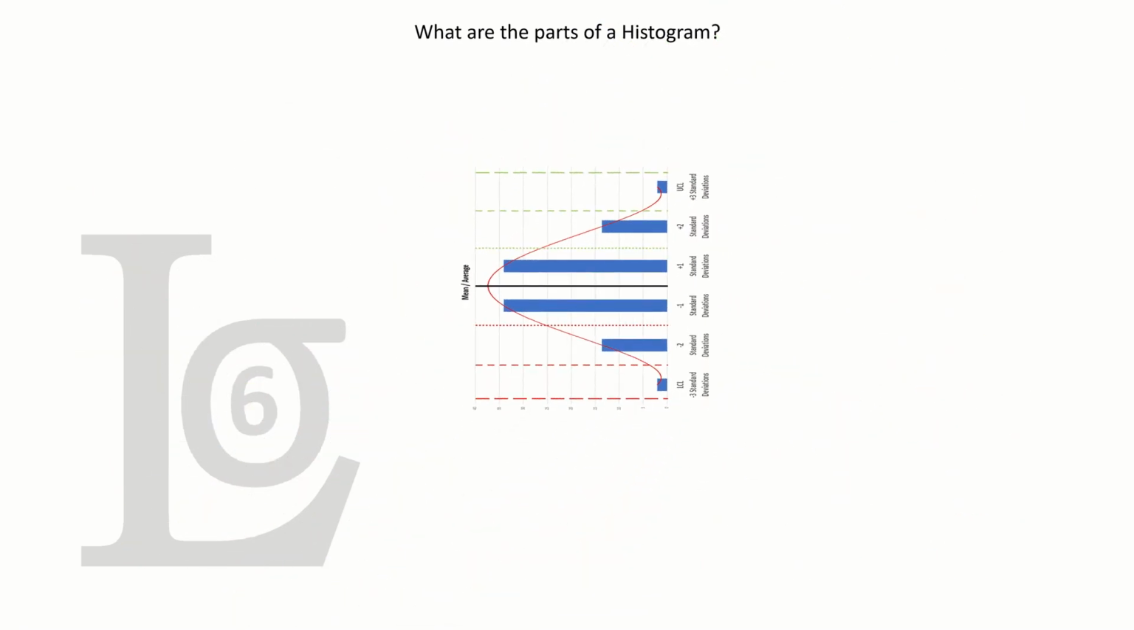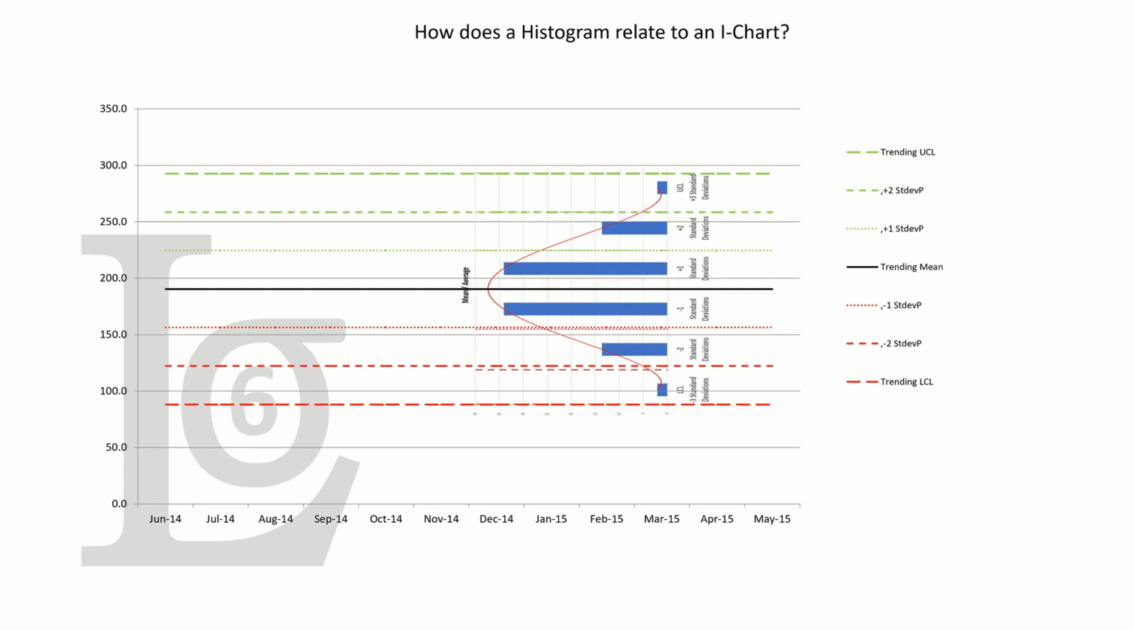So we're going to spin this to the side, and then we're going to overlay it onto an individuals chart. So an individuals chart, or I chart, is just a histogram where the x-axis is a unit of time and the y-axis is the data. See, time on the bottom, older data on the left, newer data on the right, and this is the actual number. So if it was 200, it would go on this line.